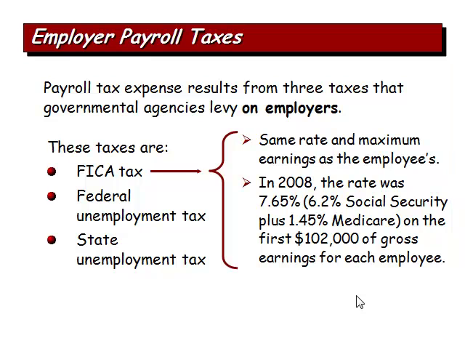So a payroll tax expense results from three taxes that governmental agencies levy on the employers. So what gets deducted from an employee's paycheck for Social Security is not a payroll tax expense to the employer, it's the employee's. But the employer does have some different payroll taxes. They don't get deducted from the employees' payroll. In this case, FICA, the Social Security, the employer matches what the employee pays.